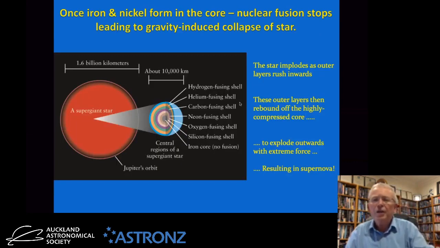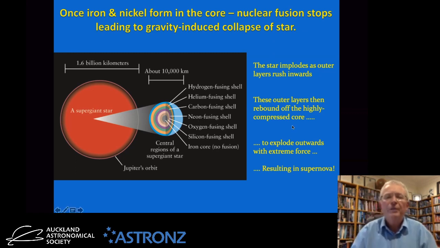Now, just going through here. So here it is here. It's those forces that cause the big explosive supernova. It's the material going in, rebounding, exploding out with extreme forces. And that results in a large explosion, but it also results in new materials, new elements being formed, which is a subject of another talk.